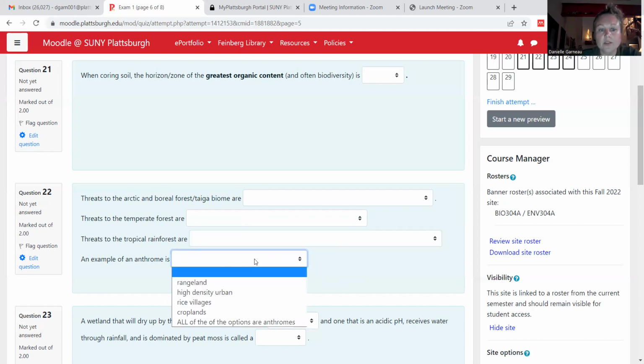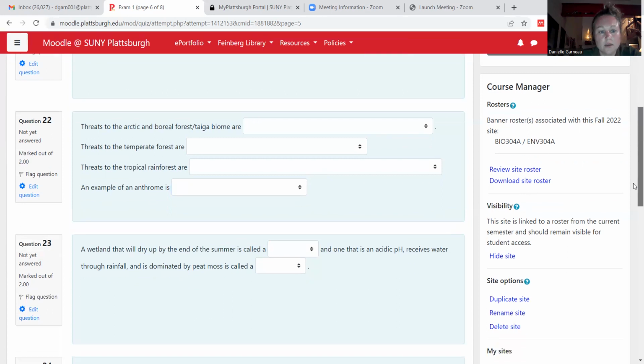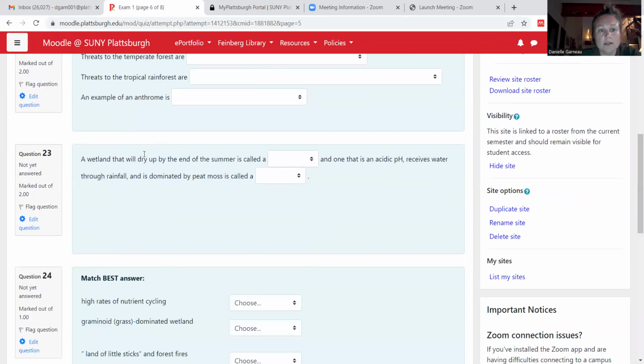An example of an anthrome, as you look down the list here, all of those are appropriate examples of anthromes where we can imagine humans were involved in creating each of those habitats. Down at 23 here, a wetland that dries up by the end of the summer. When we look down the list here, we've been out to swamps. These are kind of the border areas of marshes where there might be some more trees that are submerged.